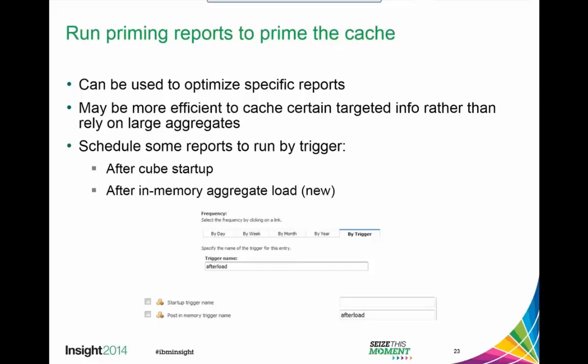So, depending on the nature of those reports, you might want to set up these priming reports to run after cube startup, or after in-memory aggregates have completed loading. What's new coming out in 10.2.2 is the ability to identify a trigger for after in-memory aggregates have done loading. And this is really what we feel is a much better place and time to run these priming reports, so that you can take the most advantage of everything that's already in the in-memory aggregate cache. Okay, so I'll show you how to do that here in the lab in a little bit.